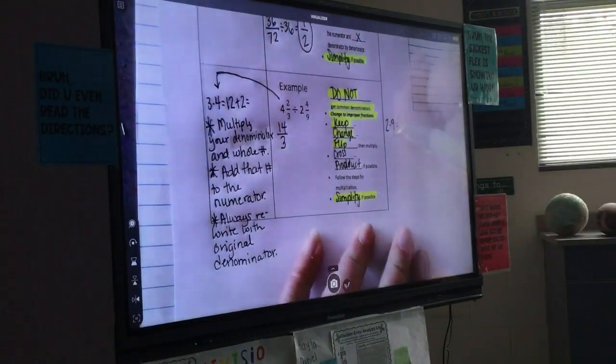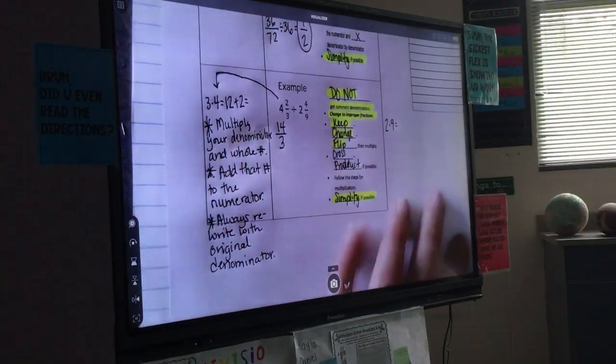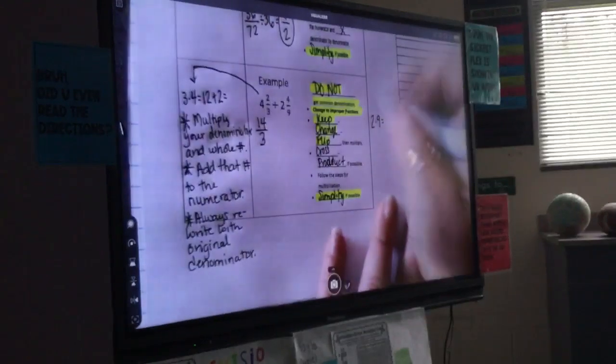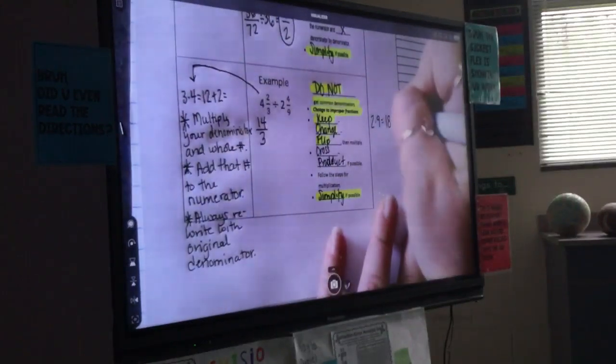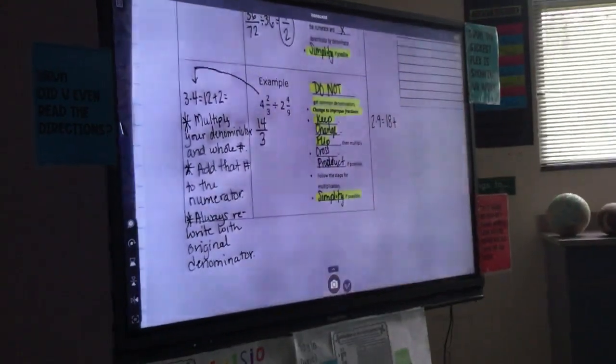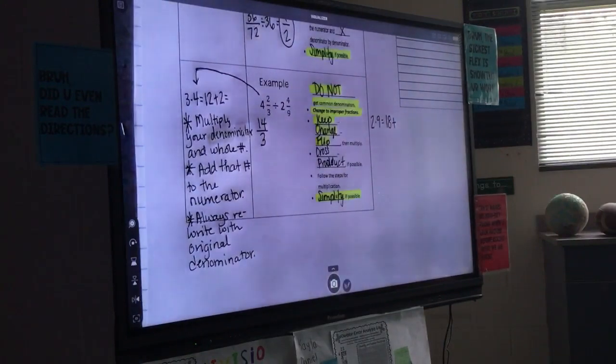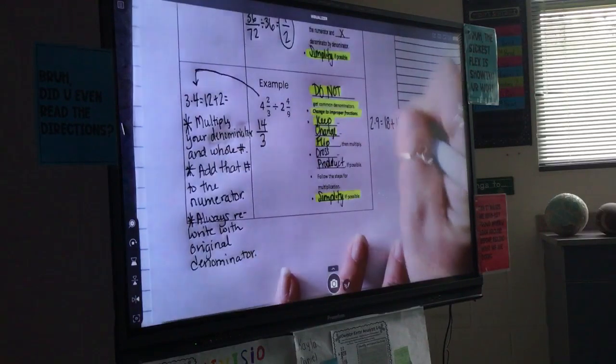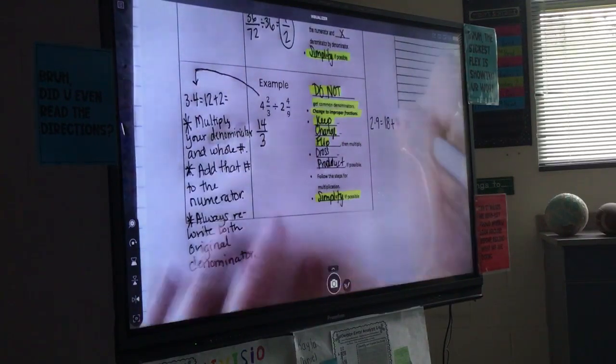2 times 9 equals what? 18. Then, what am I adding to that number? 4. 18 plus 4 gives me 22.